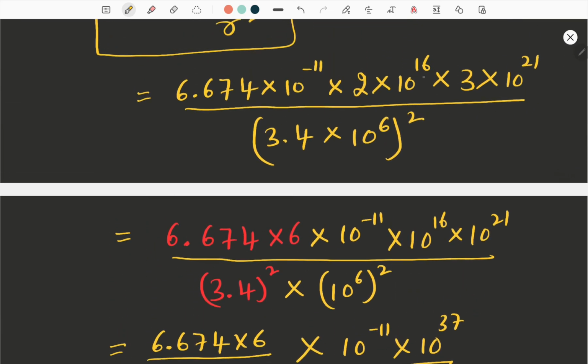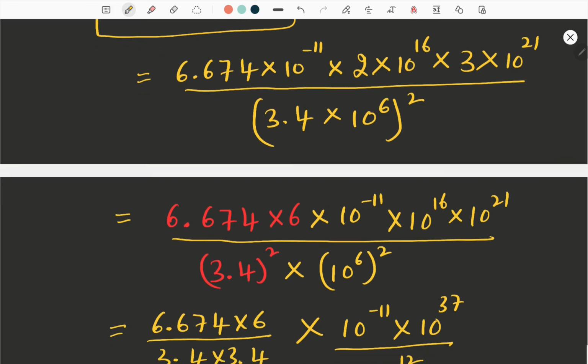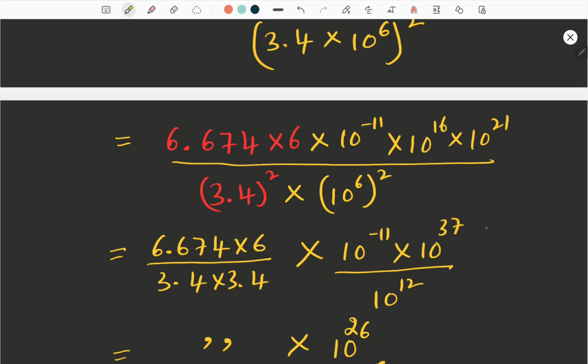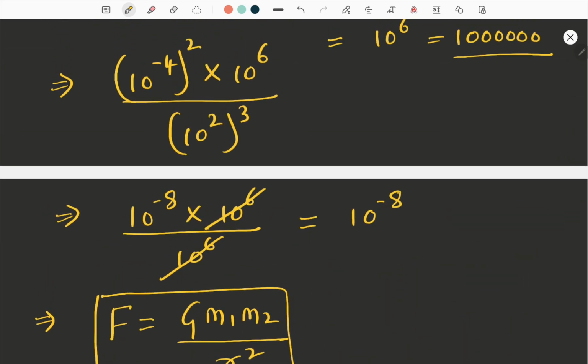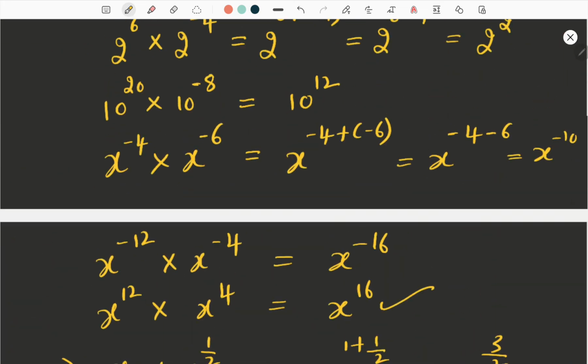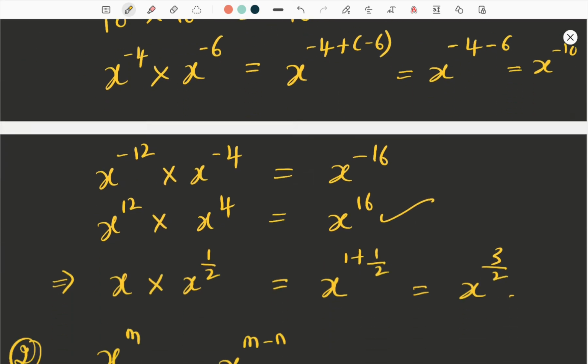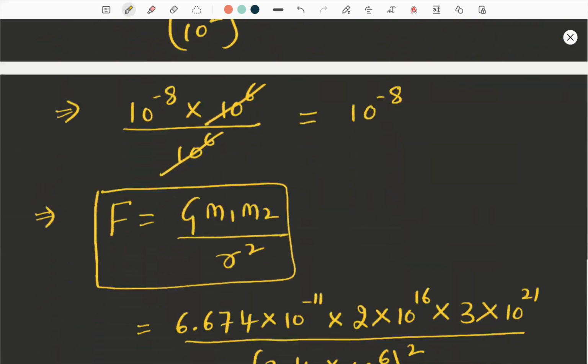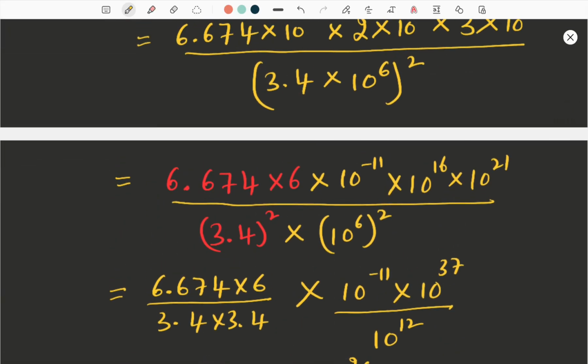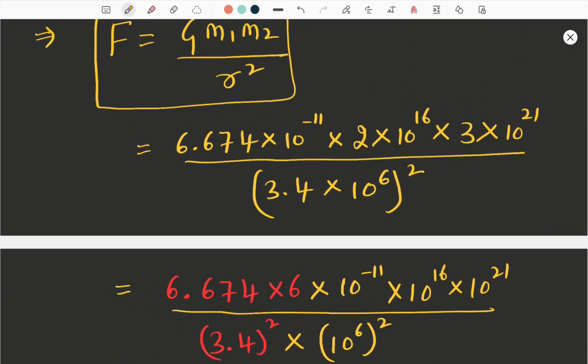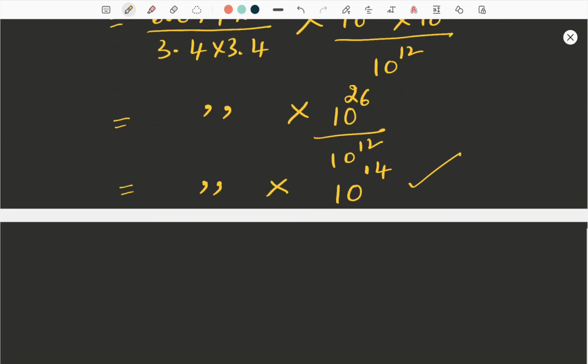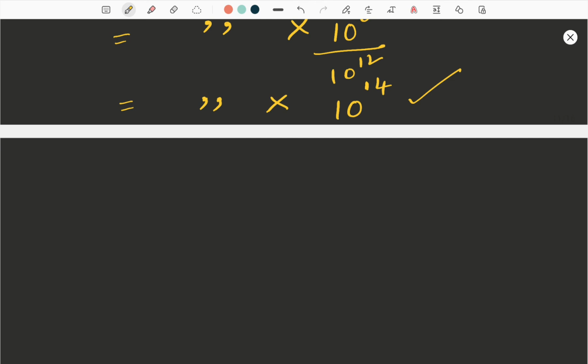Now if you keep on writing like 10 to the power 16 plus 21, then minus 11, it will become a very lengthy process, right? So whatever laws of exponents you have learned, from starting to end, you should be able to apply them very quickly while doing mathematical calculations, right? Whatever I have told are very important things, so you should be able to do them.